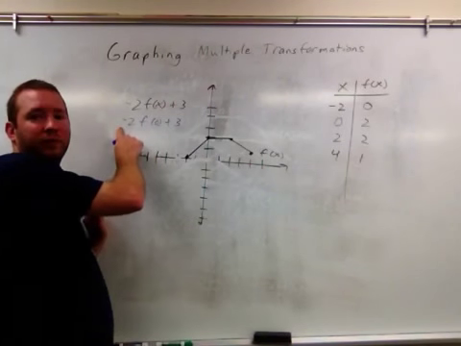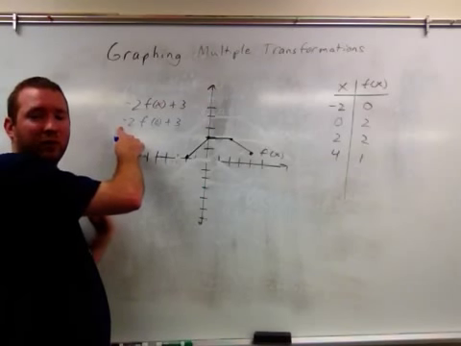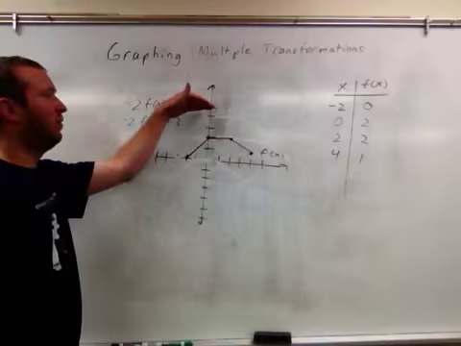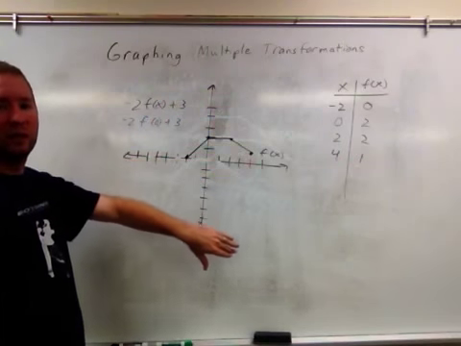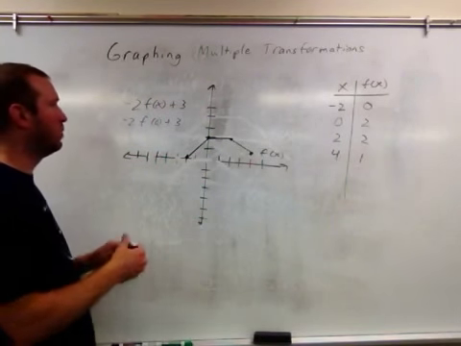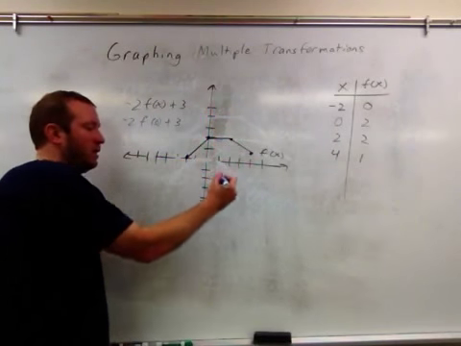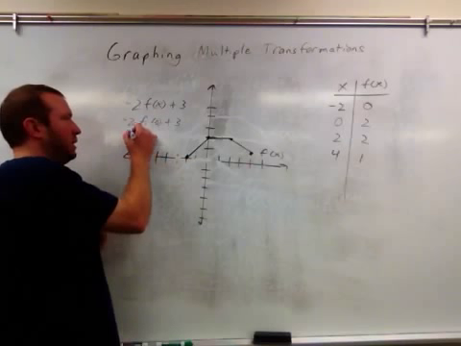And then we got the negative. The negative is a reflection. Remember, that reflects over the x-axis. So this point's not going to be up at 4, it's actually going to be down at negative 4. So basically what am I doing? I am pulling that graph up, flipping it down. Okay, so let's think about this.